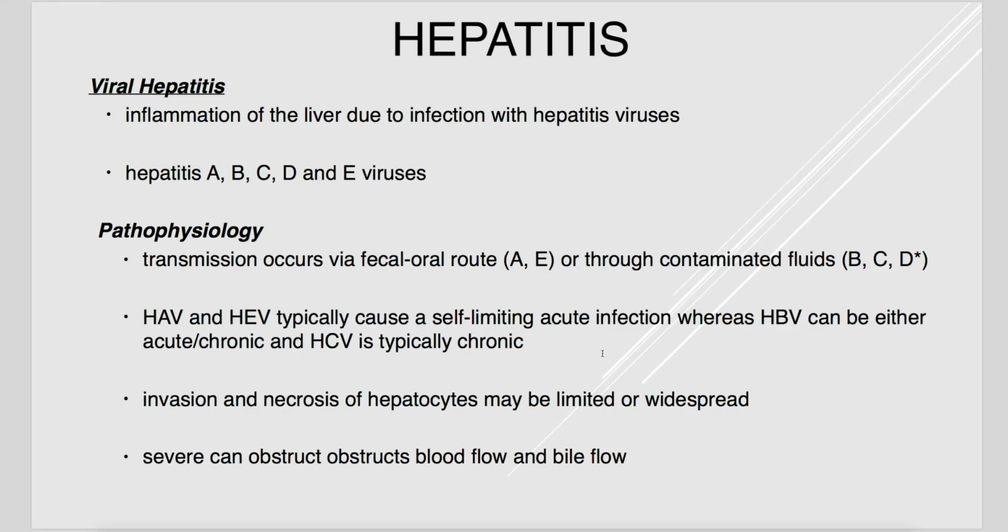Basically, these viruses invade the liver. They kill hepatocytes. This could be in just a portion of the liver or even throughout the entire liver. And what happens, especially in the chronic types, is as these cells die, they're replaced with scar tissue, and this, of course, can obstruct blood flow.